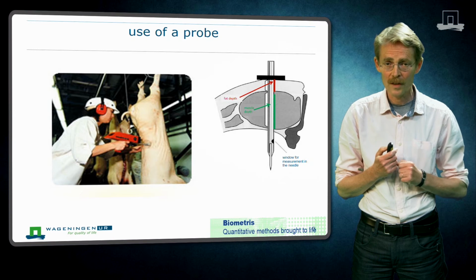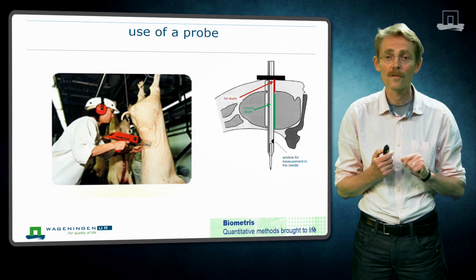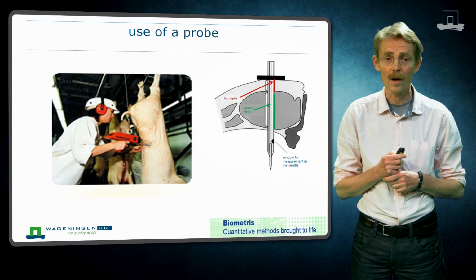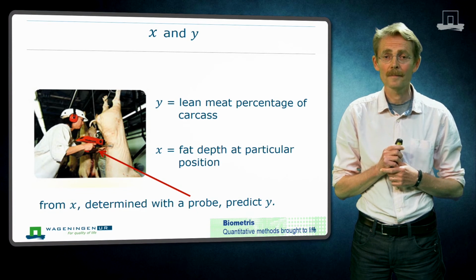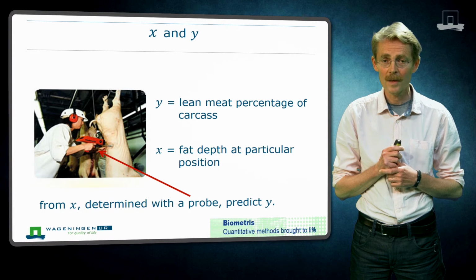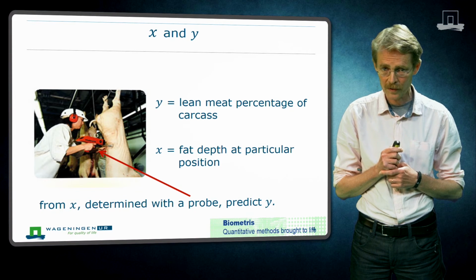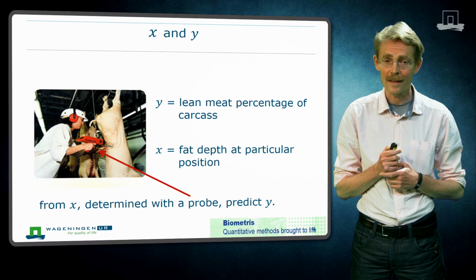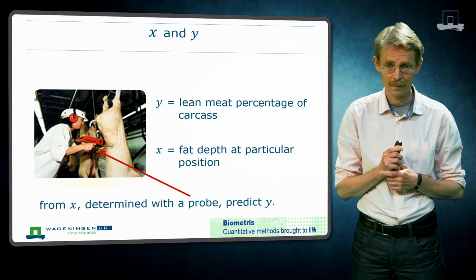Two measurements for prediction, but we're only going to use one of them in this case study, the fat depth, which is the most important one. So Y in the story is the lean meat percentage of the carcass that we want to predict, and X is the explanatory variable, the predictor. It's the fat depth at a particular position.